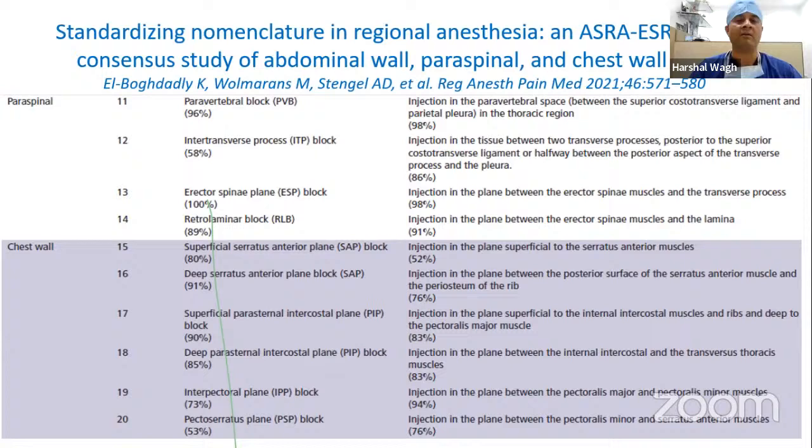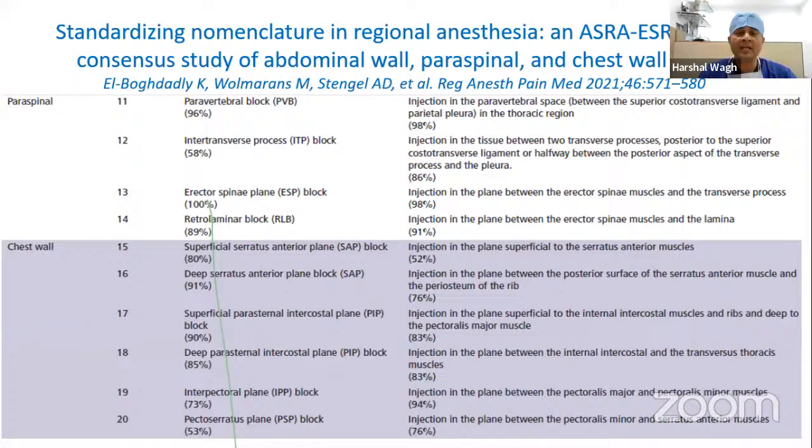When you come to the chest wall blocks, they have divided it into a superficial serratus plane block and a deep serratus plane block. Superficial is fairly easy to understand. It's superficial to the serratus anterior. Deep is between the serratus anterior and the periosteum of the rib. Then we come to the pectoral blocks, so we'll start from here as well.